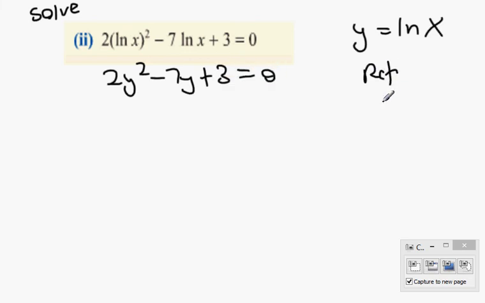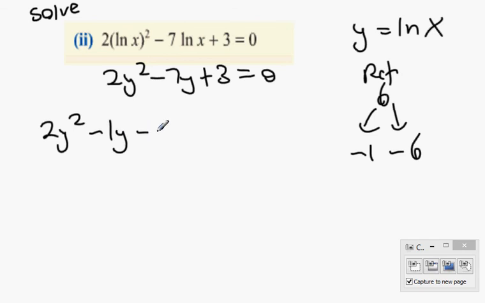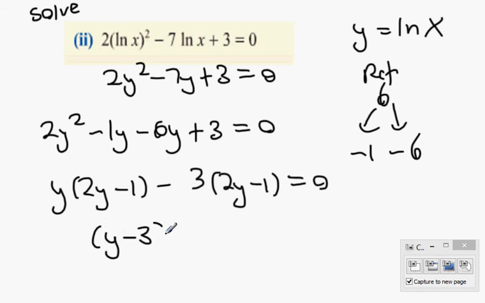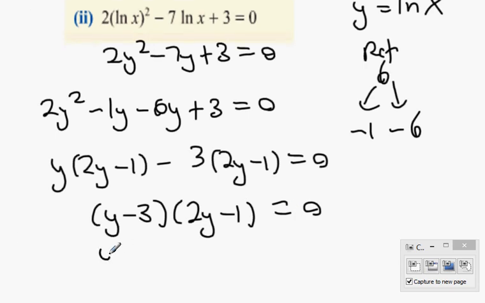We're going to do our reference number of 6. We're going to break 6 up into minus 1 and minus 6. Then we're going to get 2y squared minus 1y minus 6y plus 3 equals 0. We're going to take out our y's. We're going to get 2y minus 1, by default, and next thing over, y minus 3, bracket, 2y minus 1, close bracket, equals 0. Solve. y equals 3 or y equals a half. Is everybody happy with solving that? Fair enough.